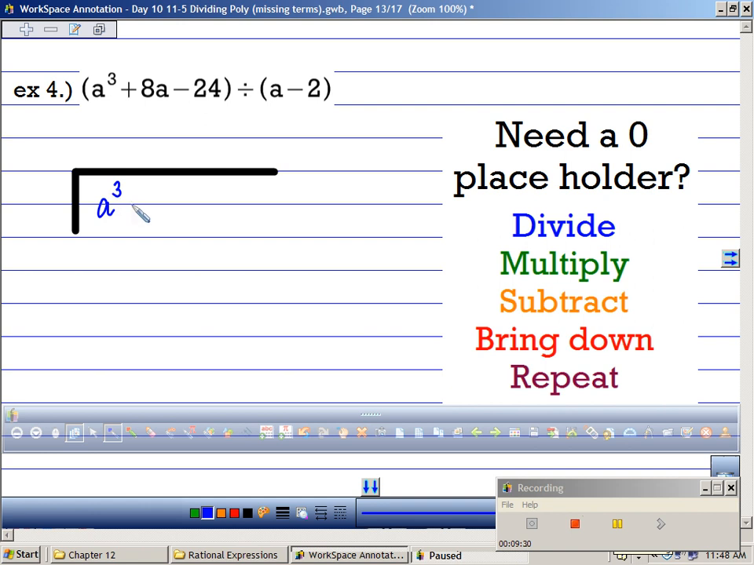Okay. A cubed plus what? 0a squared plus what? 0a. I've got 8 a's. Minus 24. A minus 2. A goes into what? Jesse, what does A go into? What am I thinking about here? What am I concerned about? A and what else?